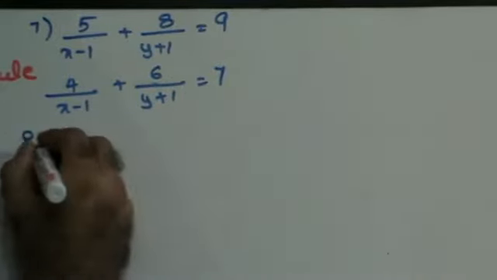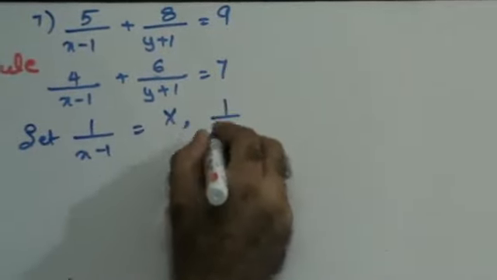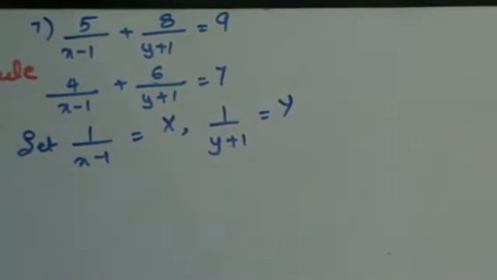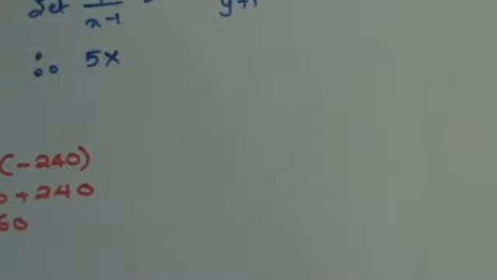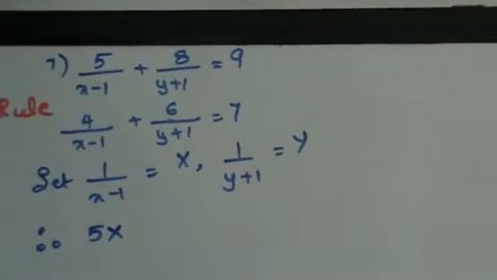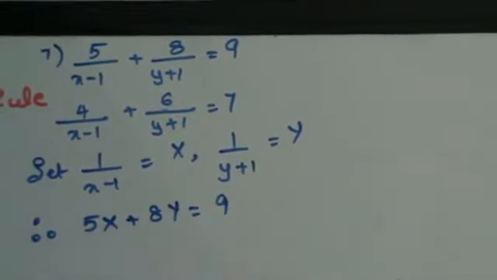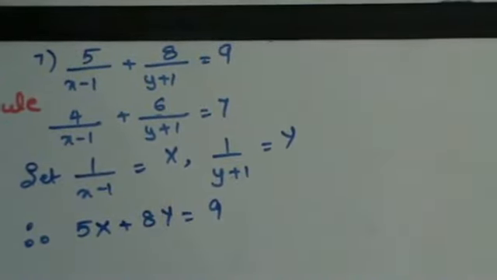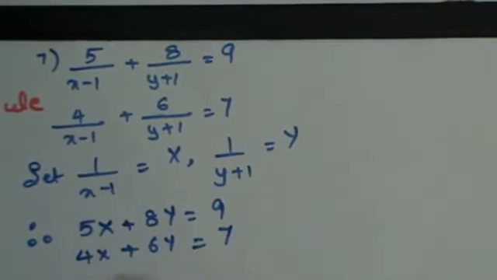You will say let 1 upon x minus 1 be equal to capital X and 1 upon y plus 1 be equal to capital Y. In that case, if I substitute this, then my equations will become 5 upon x minus 1 can be written as 5X, because 1 upon x minus 1 I have assumed as capital X, plus 8Y is 9. 1 upon y plus 1 I have assumed as Y, right? Similarly, this is going to be 4X plus 6Y is 7.